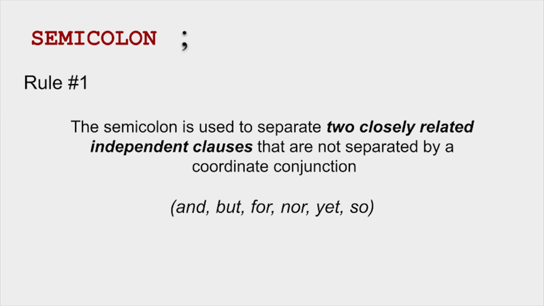Rule number 1. The semicolon is used to separate two closely related independent clauses that are not separated by a coordinate conjunction. The coordinate conjunctions are and, but, for, nor, yet, and so.